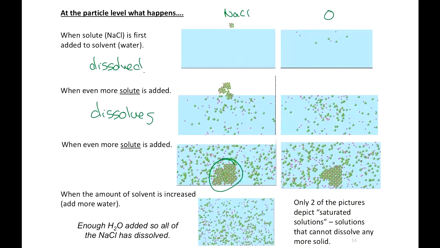So what do I want to write here? When even more solute is added, no more solid dissolves. All right, to a certain extent. Okay, let's pretend we throw another spoonful of solid into this picture. What do you think will happen? Will it dissolve? Nope, that solid's also going to sink to the bottom. Even if we add another spoonful, it's going to sink to the bottom because we've reached the capacity that water has to dissolve this specific solute at this temperature.